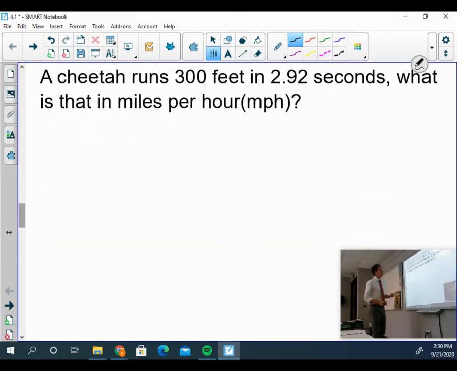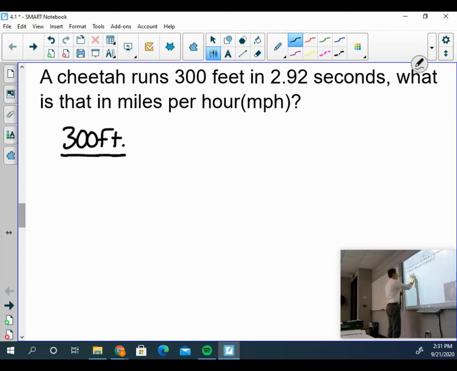A cheetah is running 300 feet in 2.92 seconds. If you think you could figure this out, go ahead and give it a shot. Otherwise, stick with me. Now, unlike the last problem where we only had something on the top, here we are already starting with a ratio. But we're not going to handle it really much different. We're just going to try and get the units we desire.